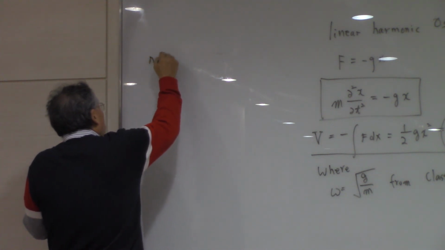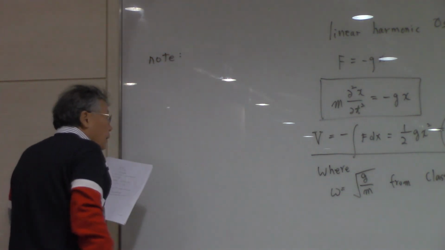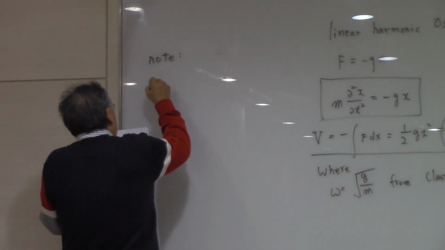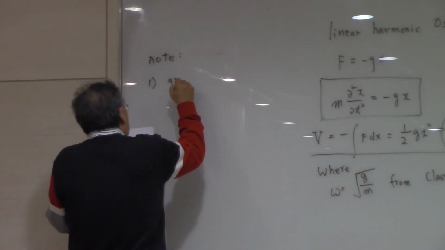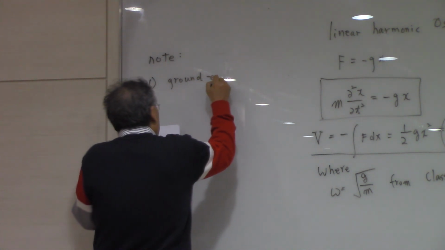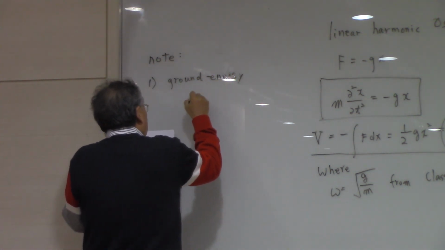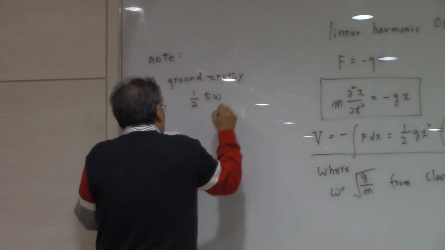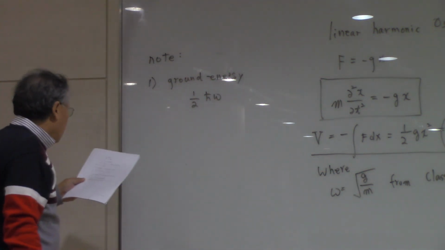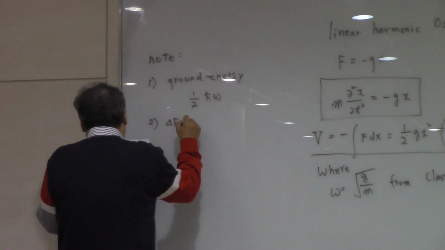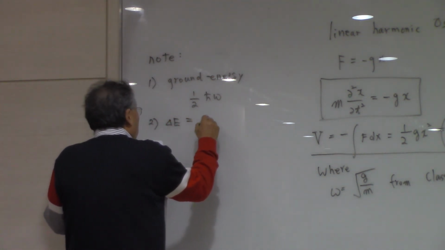So here you have some points to notice in the harmonic oscillator case. The zero-point ground energy is 1/2 h bar omega. That is different from the classical theory. And the energy gap is evenly distributed at h bar omega.